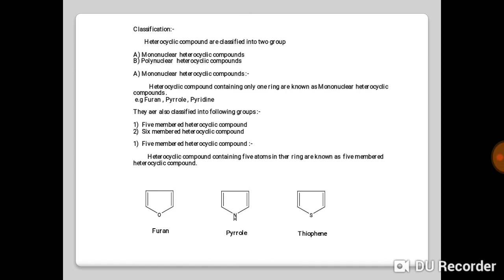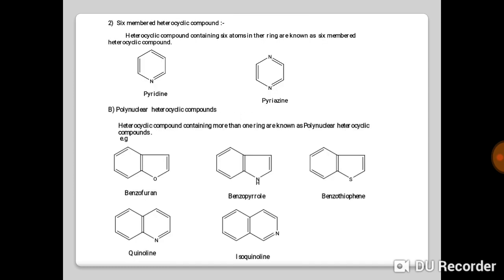In the second example, that is pyrrole. Pyrrole contains 4 carbon atoms and 1 nitrogen atom as a heteroatom. It forms a 5-membered ring, so it comes under the 5-membered heterocyclic compounds. Similarly, thiophene contains 4 carbon and 1 sulfur atom, so it is a 5-membered compound.